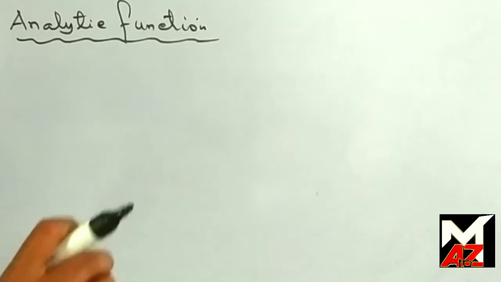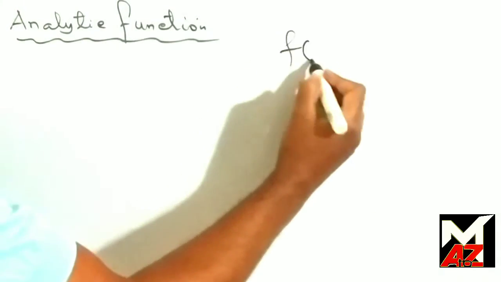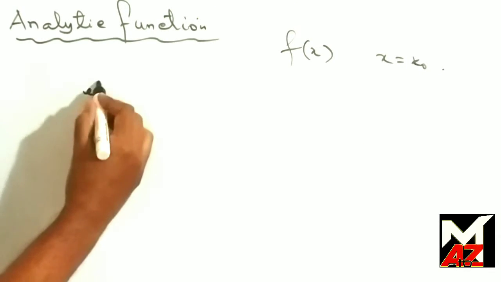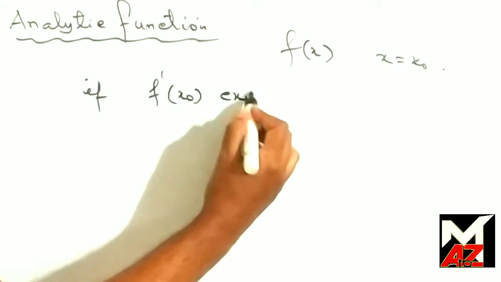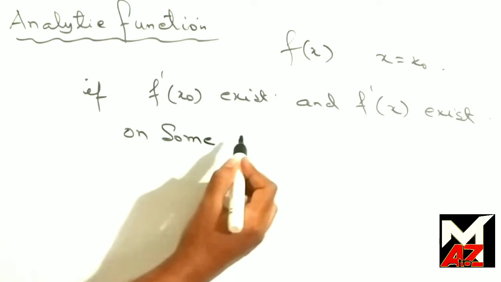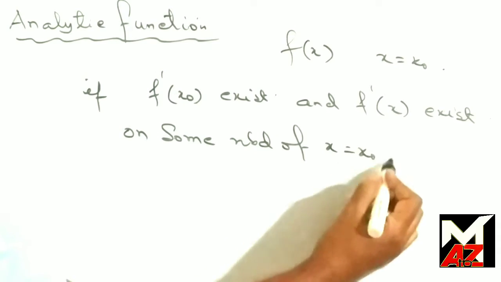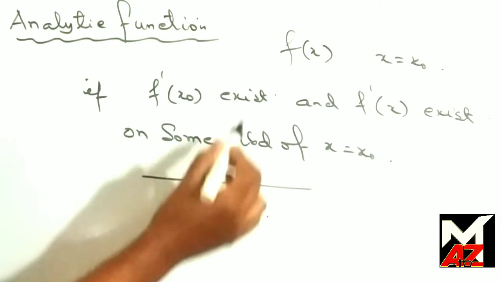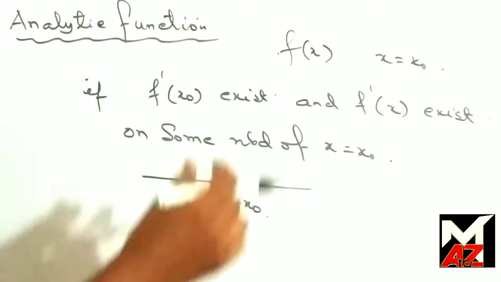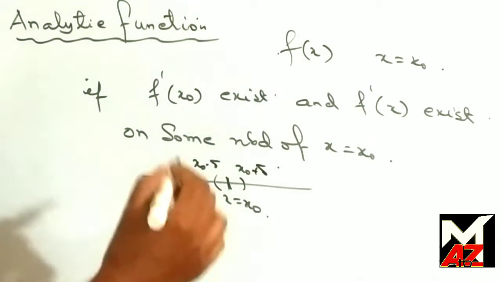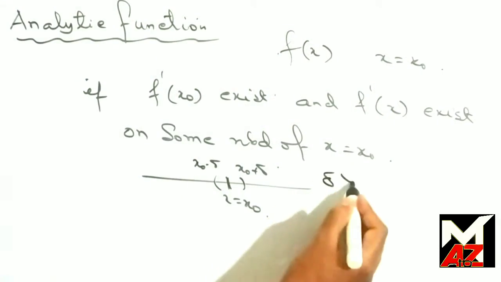Now, what is an analytic function? A function f of x is said to be analytic at x equal to x0 if f dash x0 exists and f dash x exists on some neighborhood of x equal to x0. That is, f of x is derivable at x equal to x0, and it is also derivable in the neighborhood x0 minus delta to x0 plus delta, where delta is some arbitrary positive number, delta greater than 0.